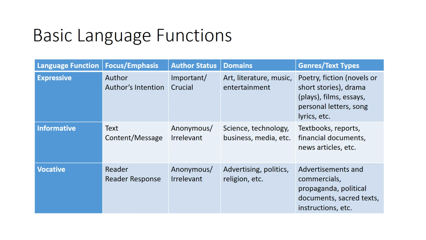Now, what I'm trying to do on this particular slide with this table or chart is to show the relationship or possible relationships between these three primary language functions identified by Karl Buehler, the expressive, the informative, and the vocative, and other elements or other aspects of meaning that we might want to take into consideration, including on the far right, genres. So if we look at something like a film or a novel, the expressive function is typically going to be dominant. The author's intention is important. The author's identity or status is crucial. And the real-world domain is places like literature, art, music, entertainment.